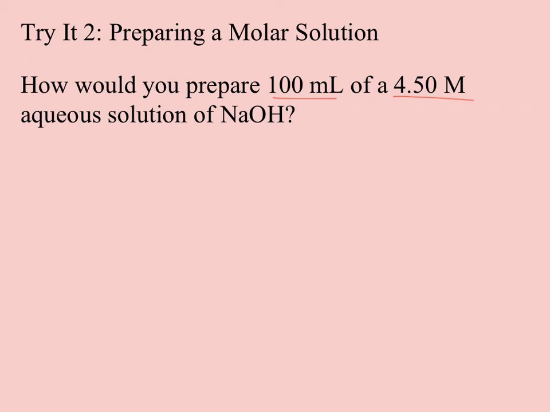And Na weighs 23, with the oxygen and the hydrogen it's going to be 40.01, right about 40 grams per mole, times the 0.45 moles. And I would need to dissolve 18 grams, 18.00, of NaOH in my 100 milliliters of water. And that should give me a 4.5 molar solution.